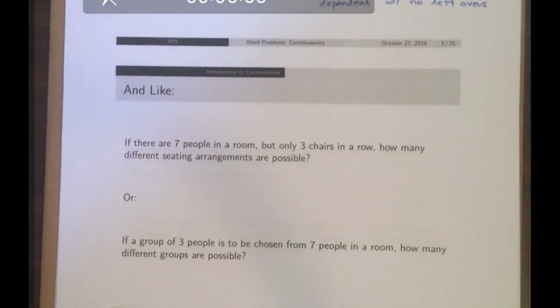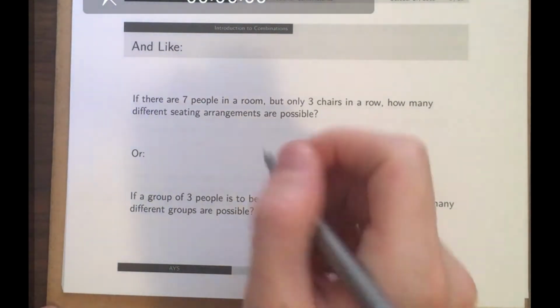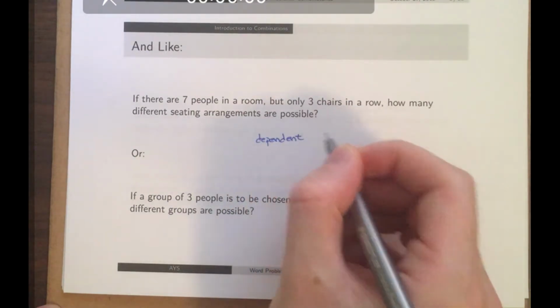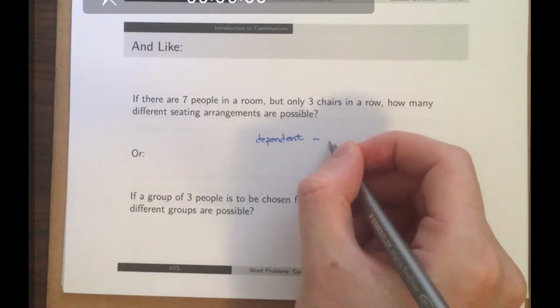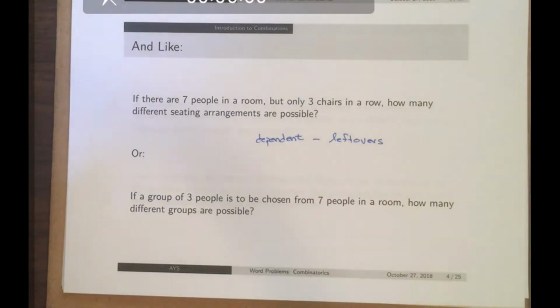Bismillah. So if there are 7 people in a room but only 3 chairs, this is dependent. Once I choose someone to sit in the first chair, that chair is no longer available for person 6 or person 5, but there's going to be leftovers. There's going to be 4 leftovers in this question. So we're just starting with identifying the types of questions we'll see on the exam.